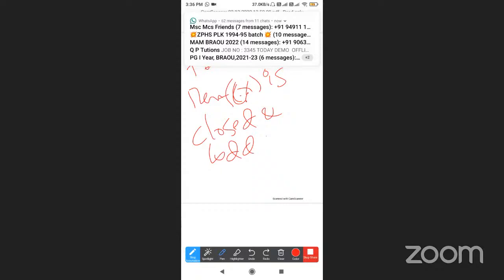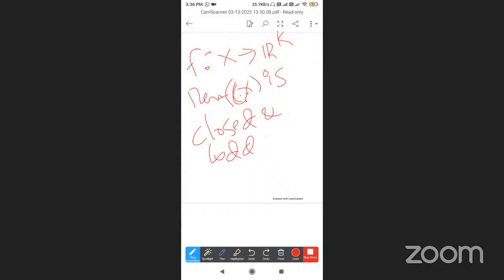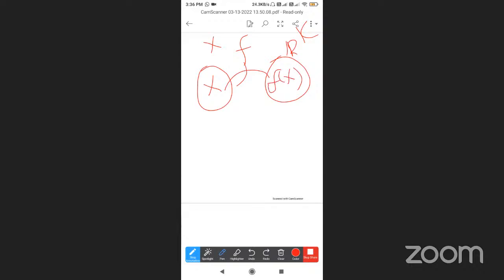Using the bounded definition, the proof is clear. X is one metric space, and R power of K is a Euclidean space. We have to prove that capital F of X is bounded in R power of K.